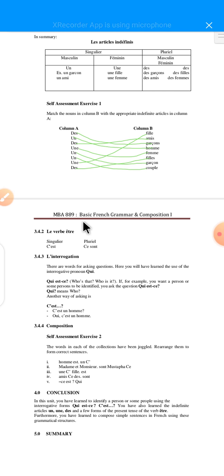Le verbe être, that's the verb to be. When conjugated in the singular form you have c'est, and the plural form ce sont. For example, you could say c'est mon cahier, it is my book. Ce sont des amis, they are some friends.